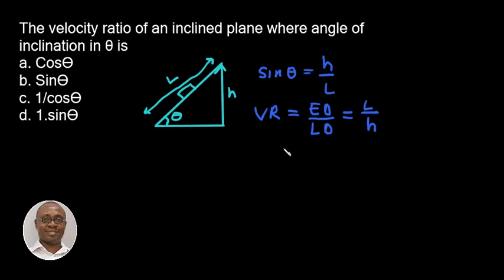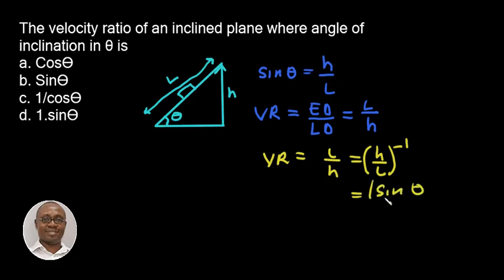Okay, good. So now that we have velocity ratio equals L over h, and if this were to be inverted, we will have h over L, that is the inverse, with the inverted sign raised to power minus 1. And this is also, since sine theta is equal to h over L, that is sine theta raised to power minus 1, which is equal to 1 over sine theta.